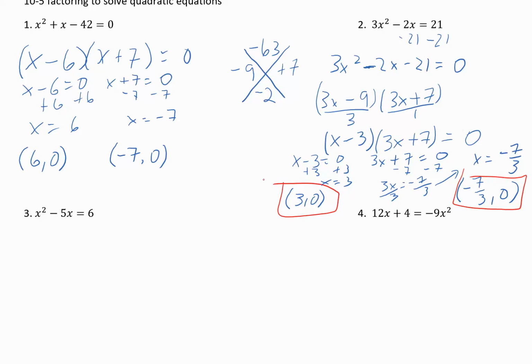Okay, why don't you pause the video? You try 3 and 4. Remember, you're writing your final answer as coordinates, the coordinates of the x-intercept.